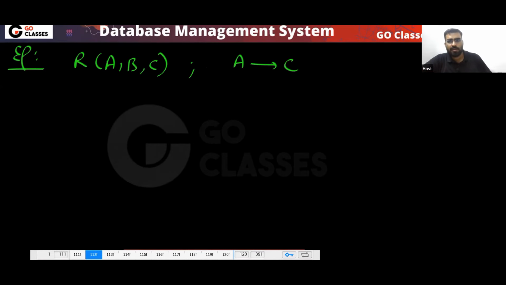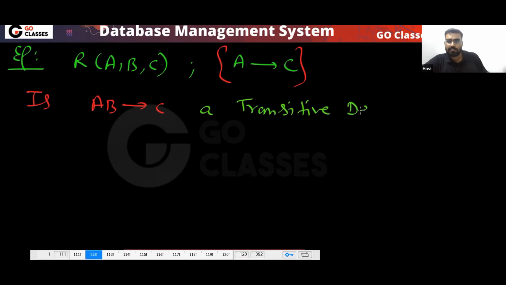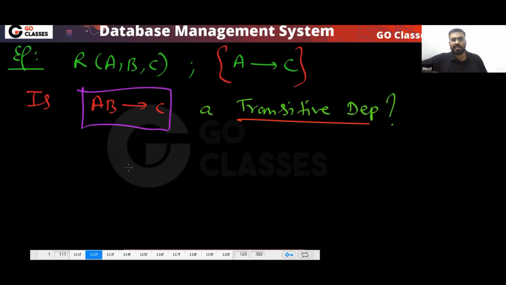In this situation, A is determining C. This is the FD. And my question is, is AB determining C a transitive dependency? I'm asking for this. Is this a transitive dependency?